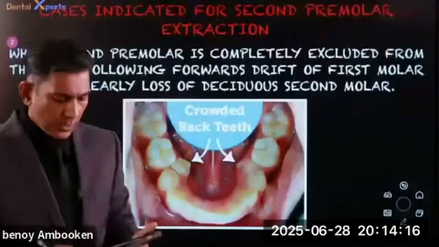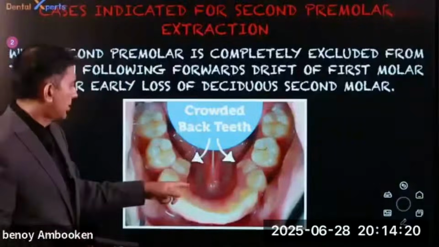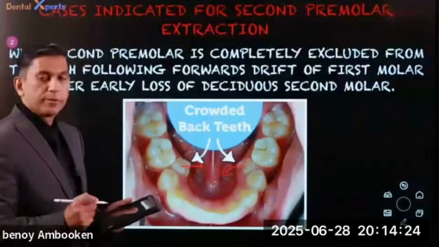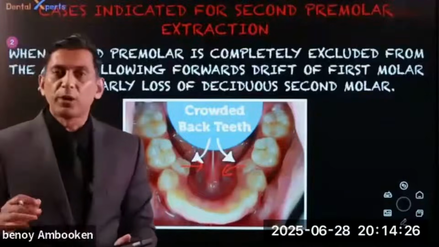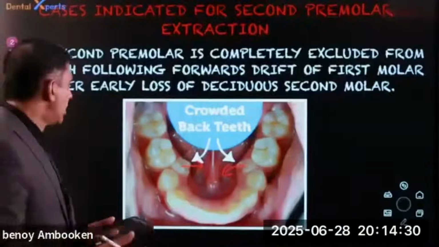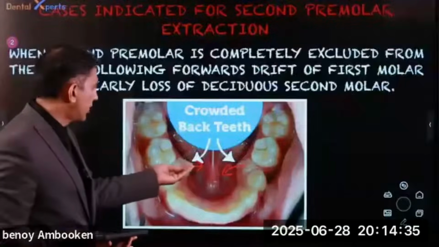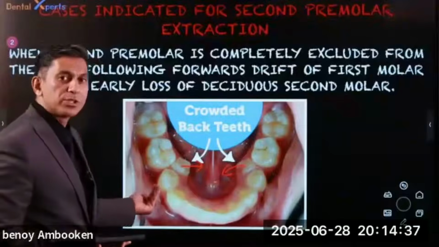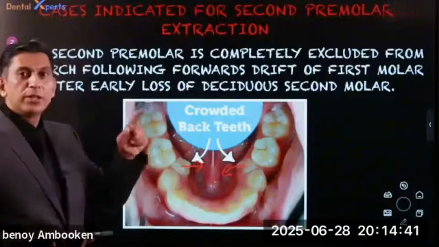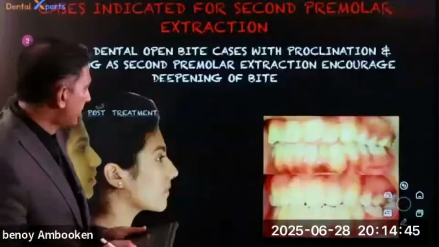mechanics. Now, coming into the second case, in a second premolar extraction, whenever you have a lingually rolled second premolar, it is highly a case indicator for second premolar extraction, because there is no point in extracting a sound first premolar and trying to bring the second premolar, which is lingually rolled, to the arch form. So a highly lingually rolled second premolar is a case indicated for second premolar extraction.